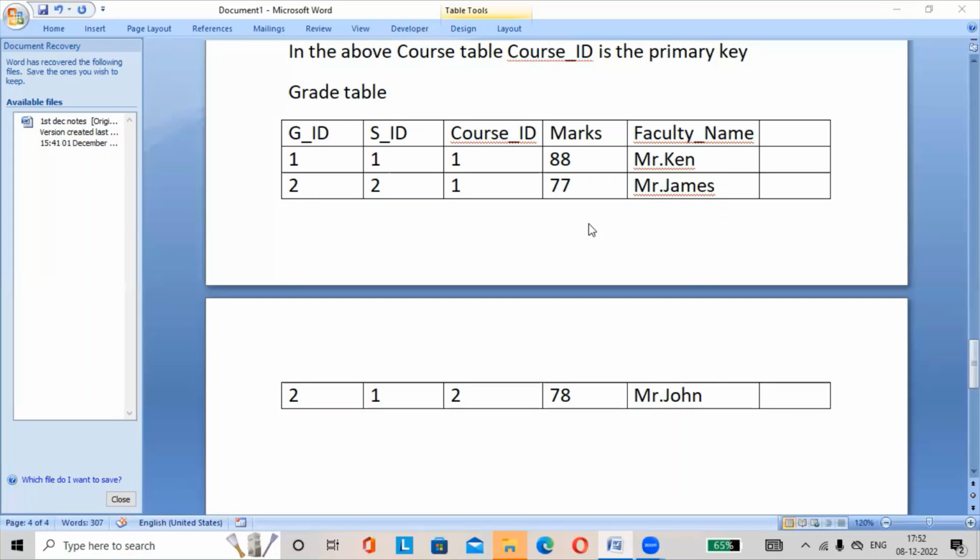One course can be selected by different students. So it is following which relationship? Many to many relationship. A single student can select many courses. Yes or no? So it is following many to many relationship. One student can select more than one course. More than one course can be selected by more than one student.